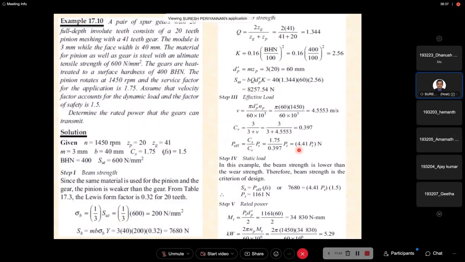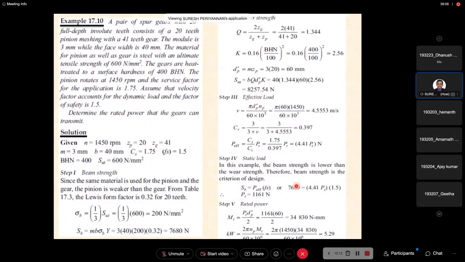See here. We already know the formula: Sb is equal to P effective load into factor of safety. The factor of safety is given in the problem, 1.5. Our beam strength we have found, 7,680 Newton. I have considered beam strength only, because beam strength is less than the wear strength. Hence, we have to consider this for our design.